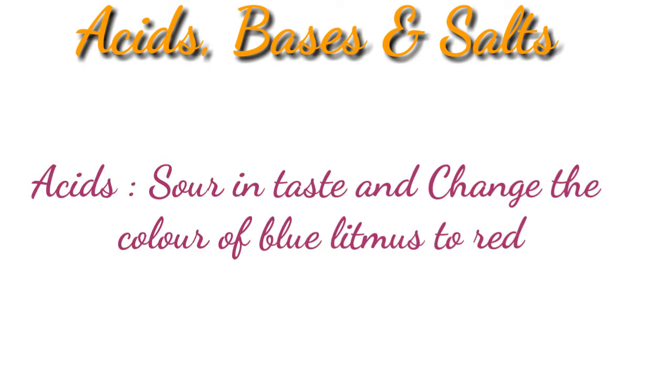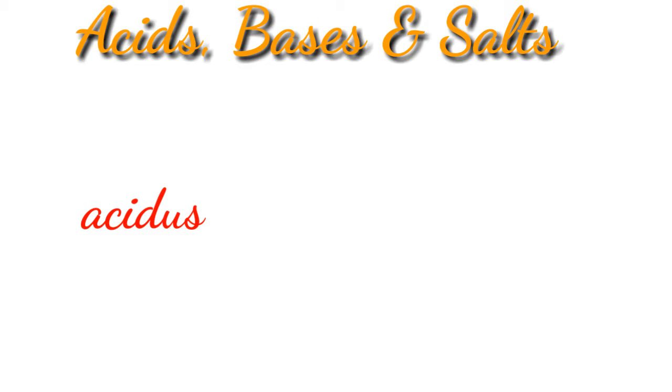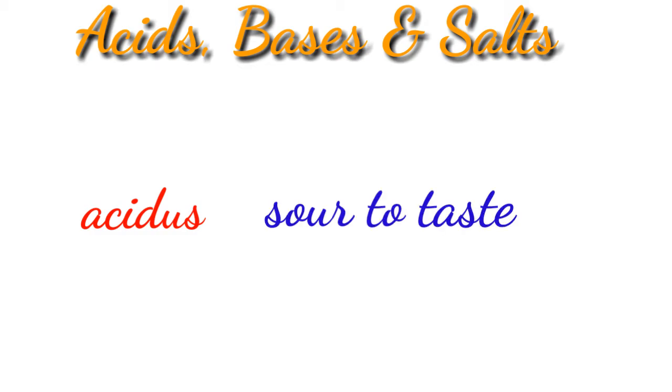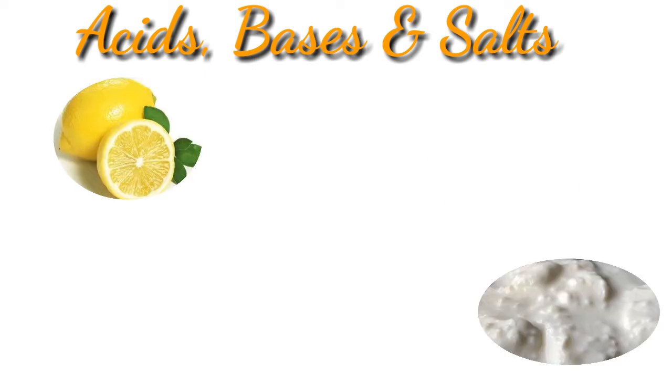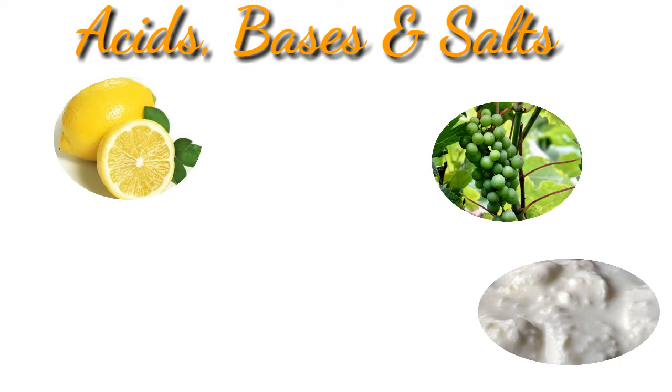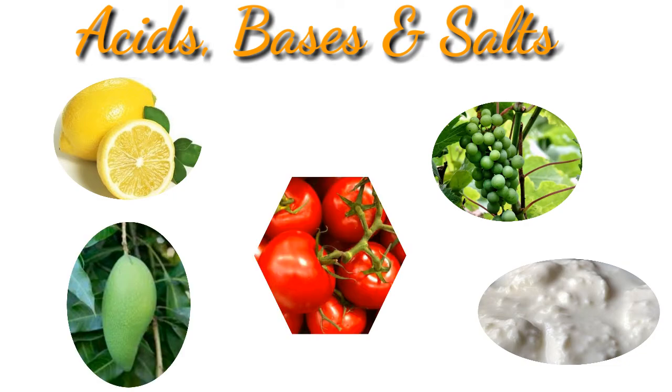As we have learned in the previous classes, acids were defined as substances that are sour in taste and change the color of blue litmus to red. The word acid is derived from a Latin word acidus, meaning sour to taste. On the other hand, bases are substances which are bitter in taste and change the color of red litmus to blue. We all are familiar with the sour taste of lemon, curd, vinegar, unripe grapes, green mangoes, tomatoes, etc.